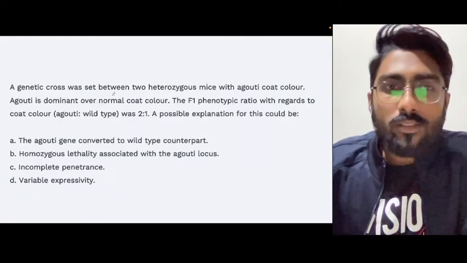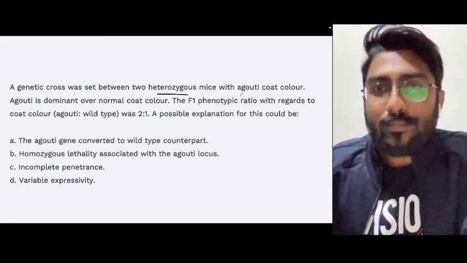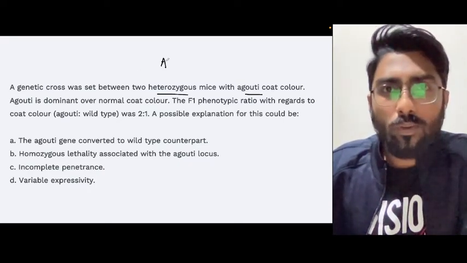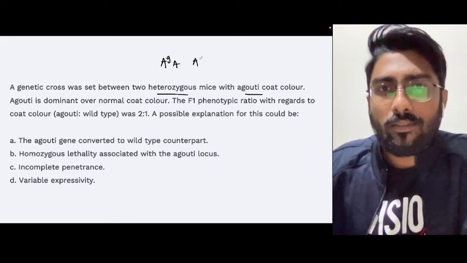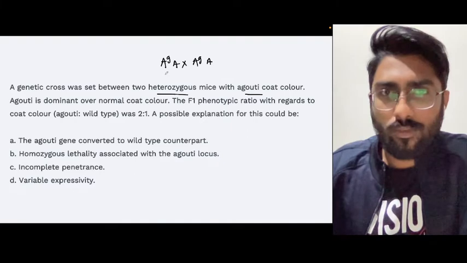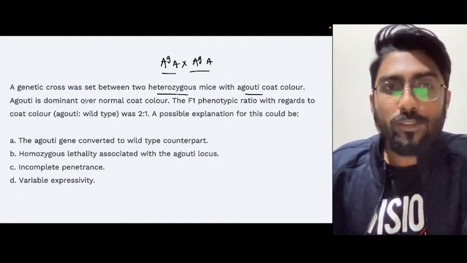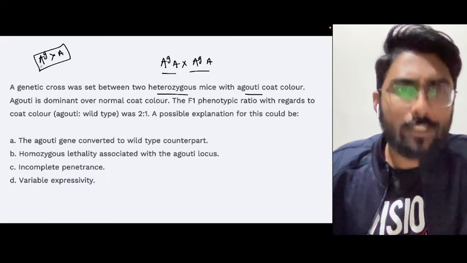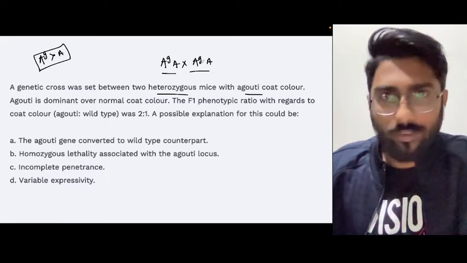A genetic cross was set between two heterozygous mice with agouti coat color. So these are the heterozygous mice. Agouti is dominant over normal. So this is the condition given to us. So both are agouti, right?